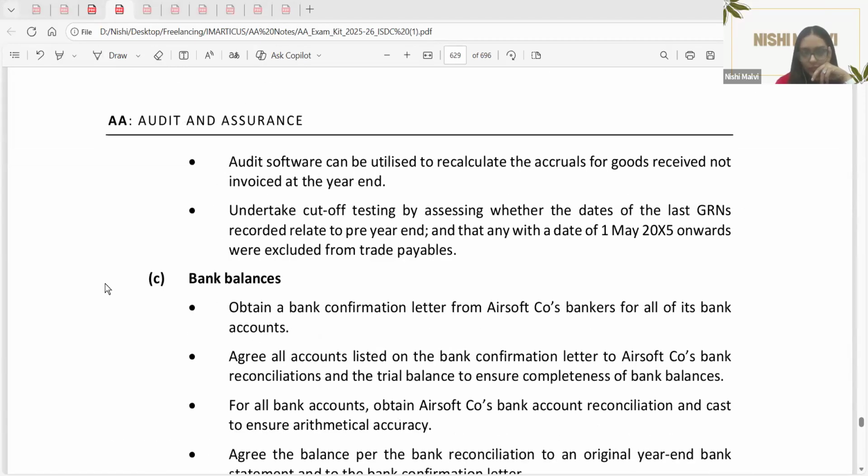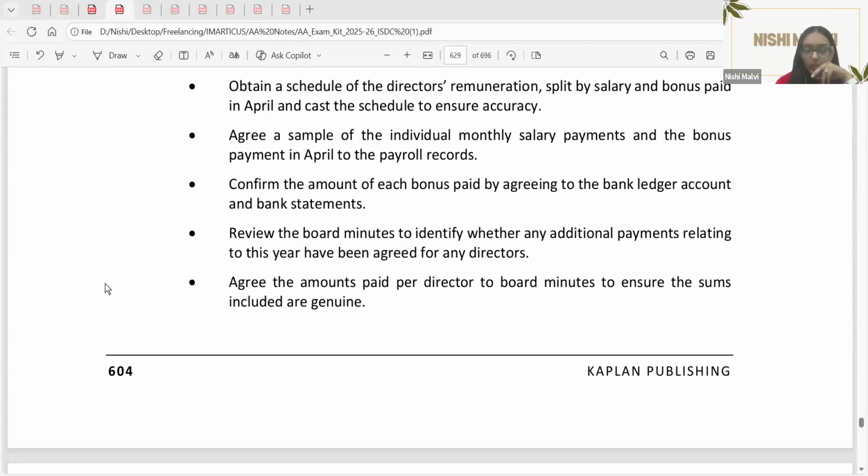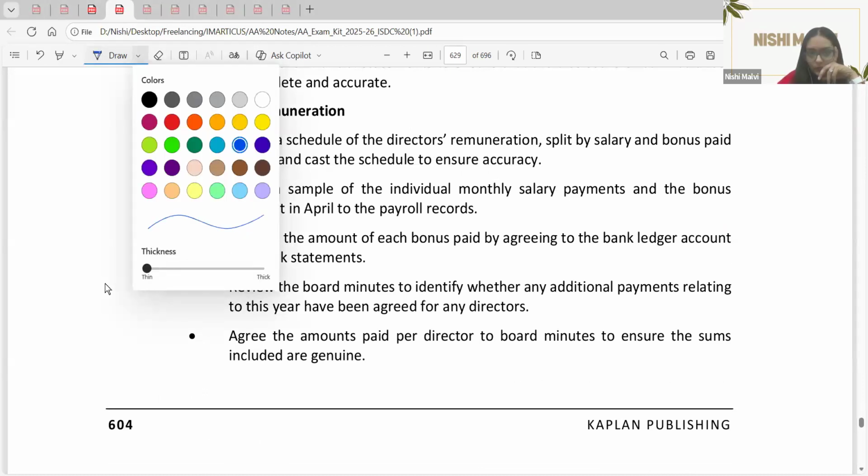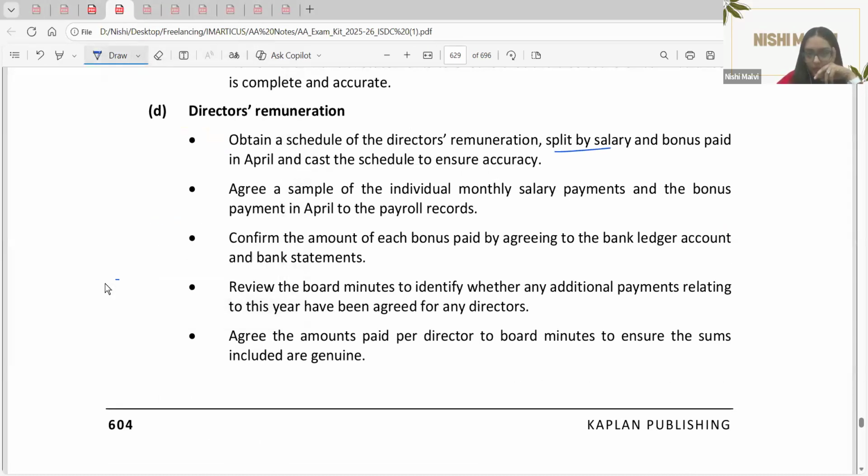Oh, there's audit software as well. We can do audit software, huh? Check the schedule, whether it's split by salary, bonus, and April as well. Check the schedule, ensure that it is accurate.